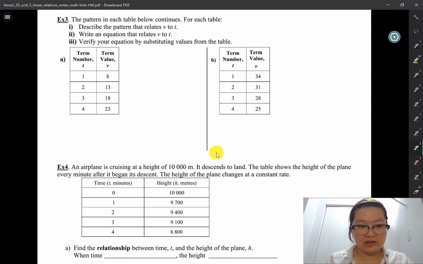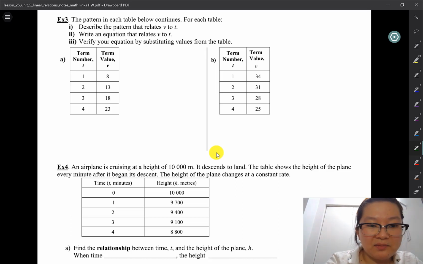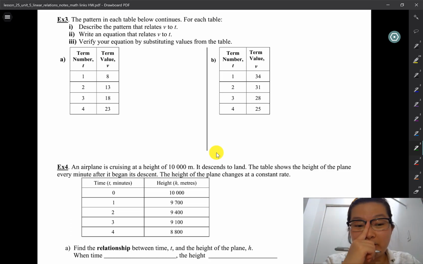Example 3 here. The pattern in each table continues below. For each table, describe the pattern that relates V to T, write an equation, then verify it. Okay, so I'm going to extend; imagine I'm going to keep writing on this side to identify my pattern.